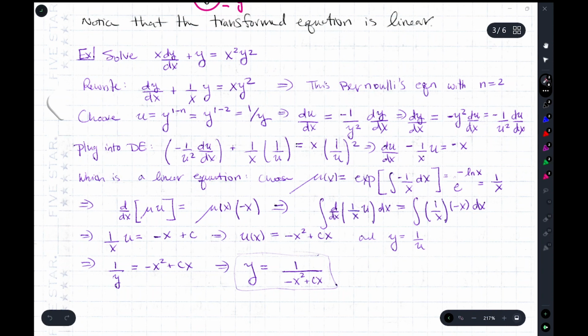Now we integrate both sides. And we end up with, it's easy to take the integral of a derivative, so you have that. It's just the product that we were seeking.